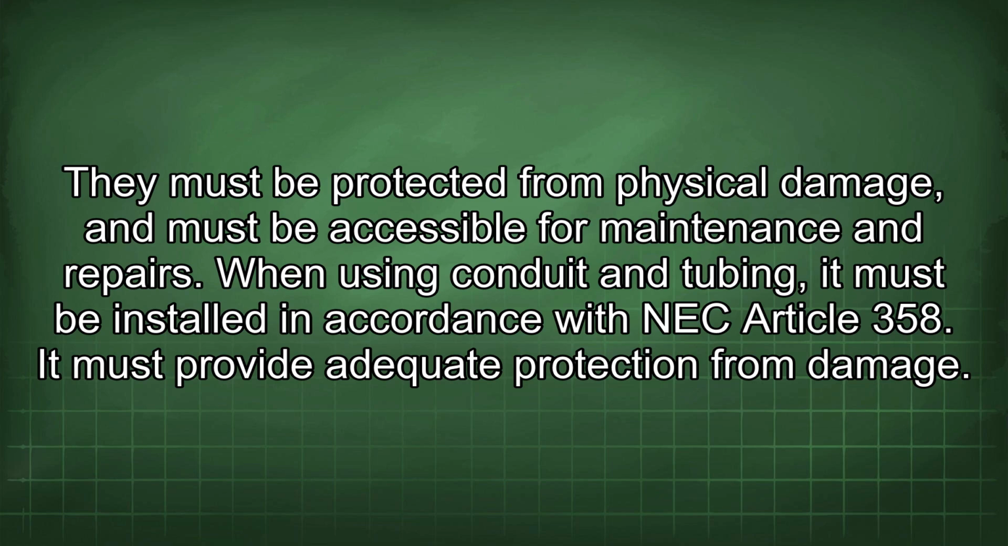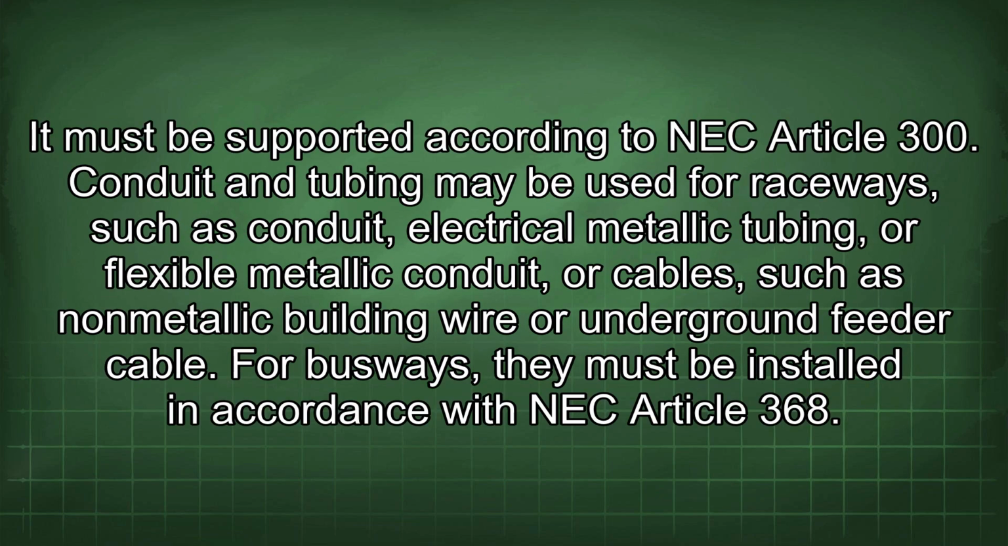When using conduit and tubing, it must be installed in accordance with NEC Article 358. It must provide adequate protection from damage. It must be supported according to NEC Article 300. Conduit and tubing may be used for raceways, such as conduit, electrical metallic tubing, or flexible metallic conduit, or cables, such as non-metallic building wire or underground feeder cable.